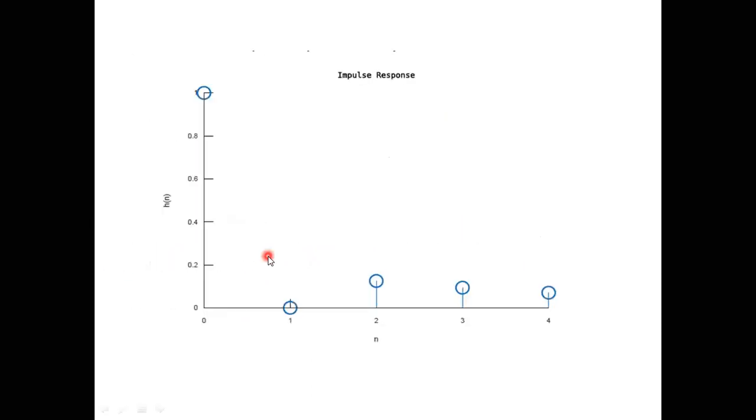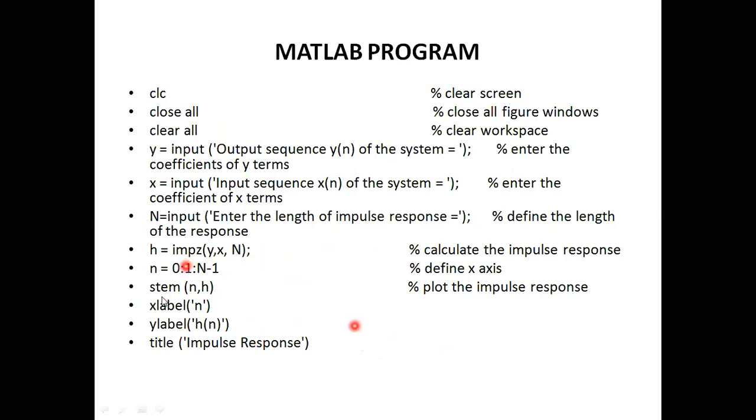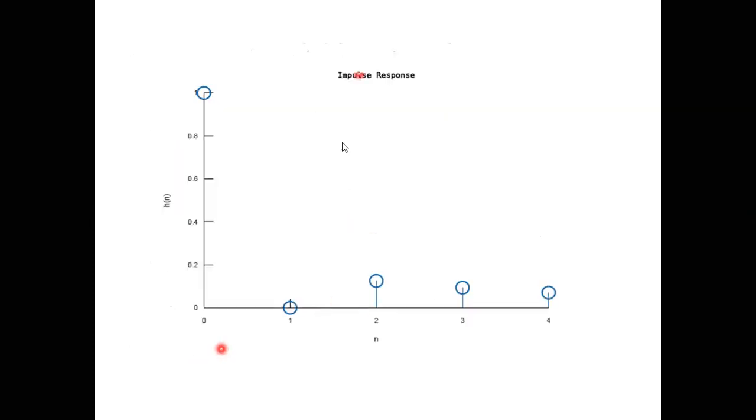Now see the impulse response. This is the impulse response it is showing here. The y-axis is your h of n and the x-axis is your n. Here I have labeled the xlabel as n, the ylabel as h of n, and the title as impulse response. Whatever you give here, only that will be shown in your figure. See, your title is showing as impulse response.